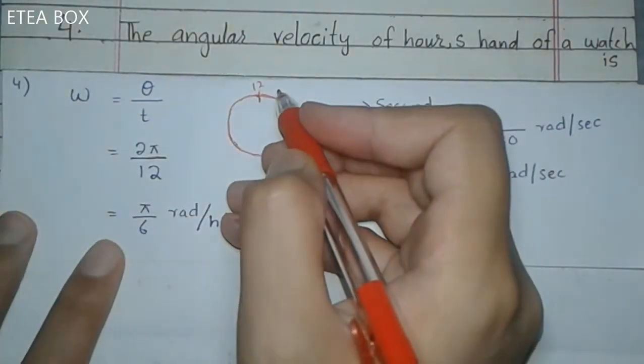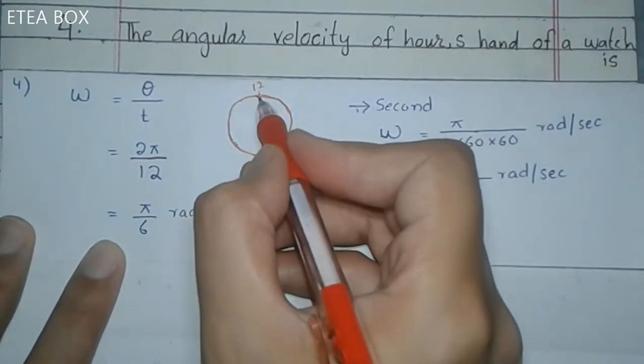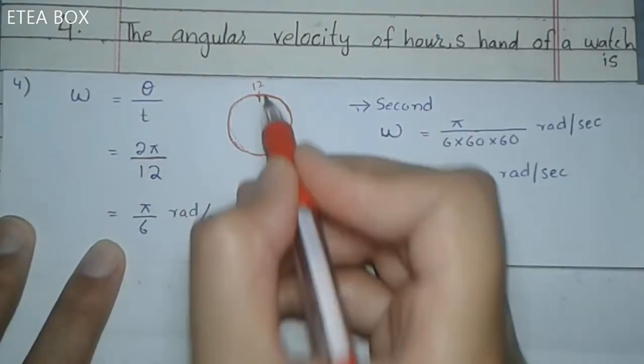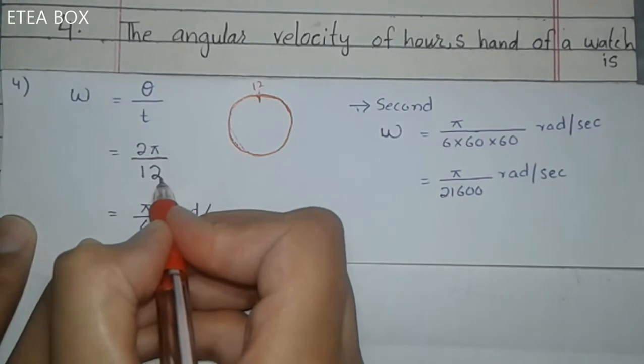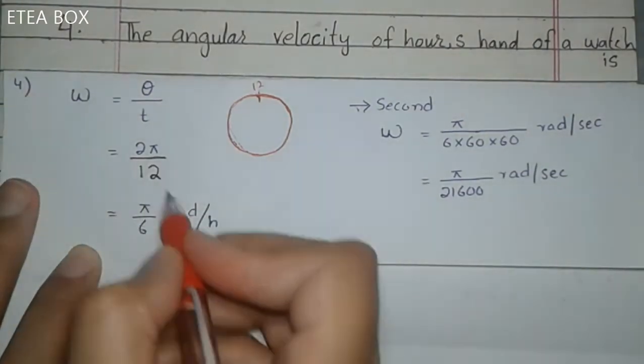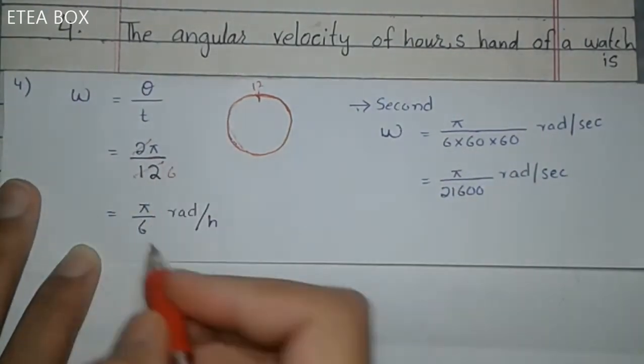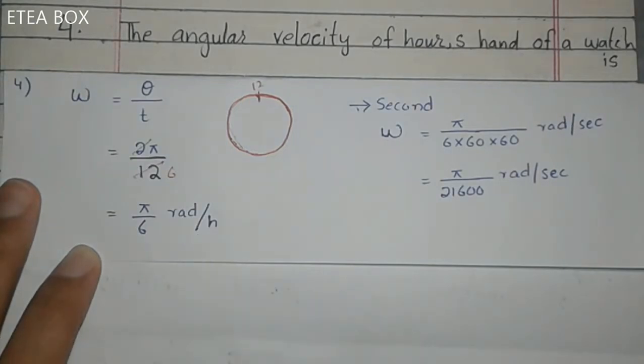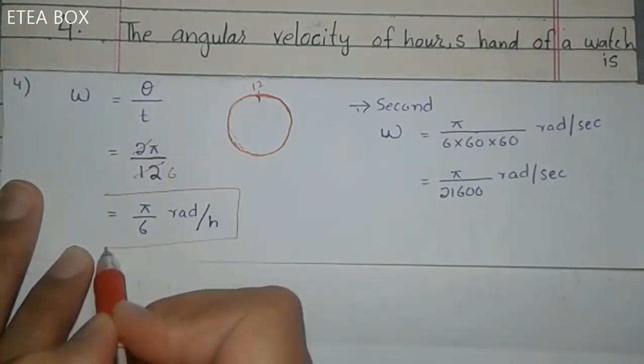So how much time has it covered? The hour hand covers 12 hours, so write it like 12. Time is 12. Now 2 ones are 2 and 2 6s are 12, so pi by 6 radian per hour. The answer is pi by 6 radian per hour.